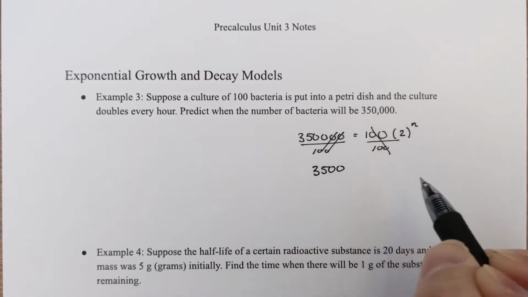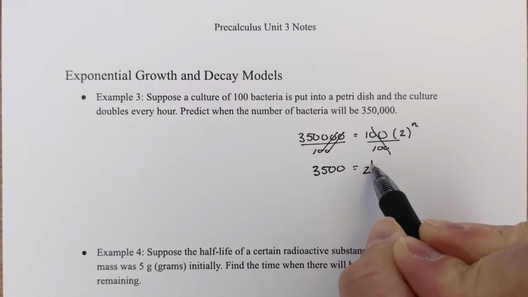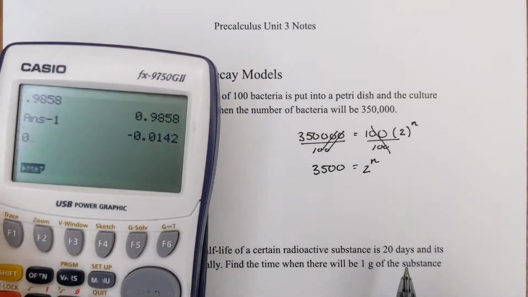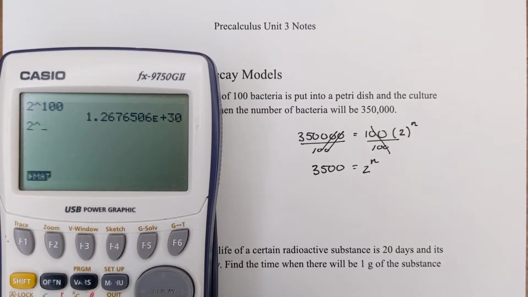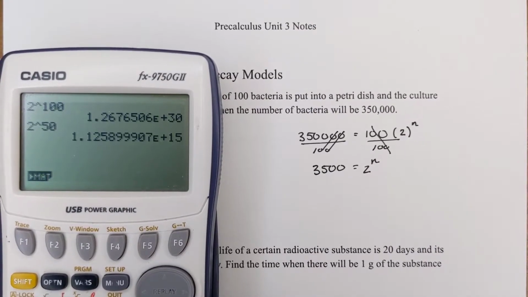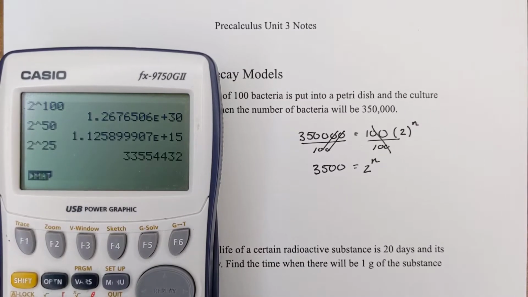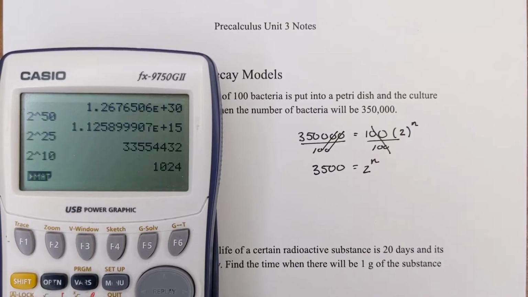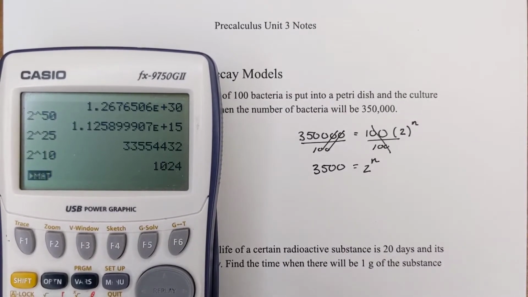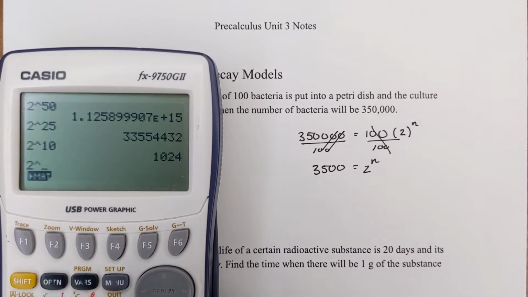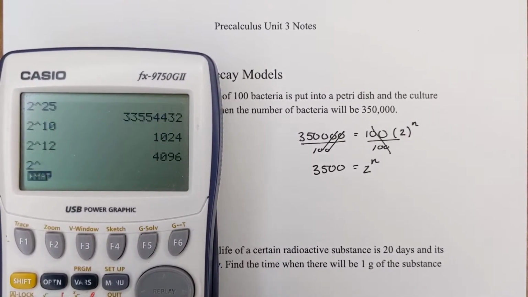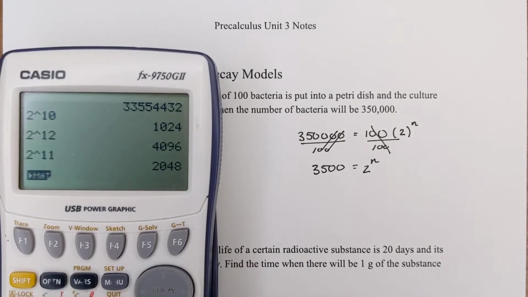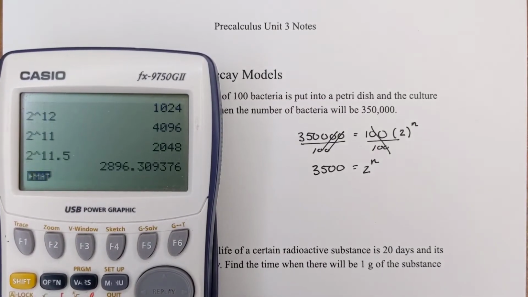So 3,500 equals 2 to the n. And then I'm just kind of guessing. So let's try 100. That's way too big. Let's try 50. That's still way too big. Let's try 25. Still too big. Let's try 10. Too small. 2 to the 10th is 1,024, so 2 to the 12th. Too big. So 2 to the 11th. Too small. So 2 to the 11 and a half.